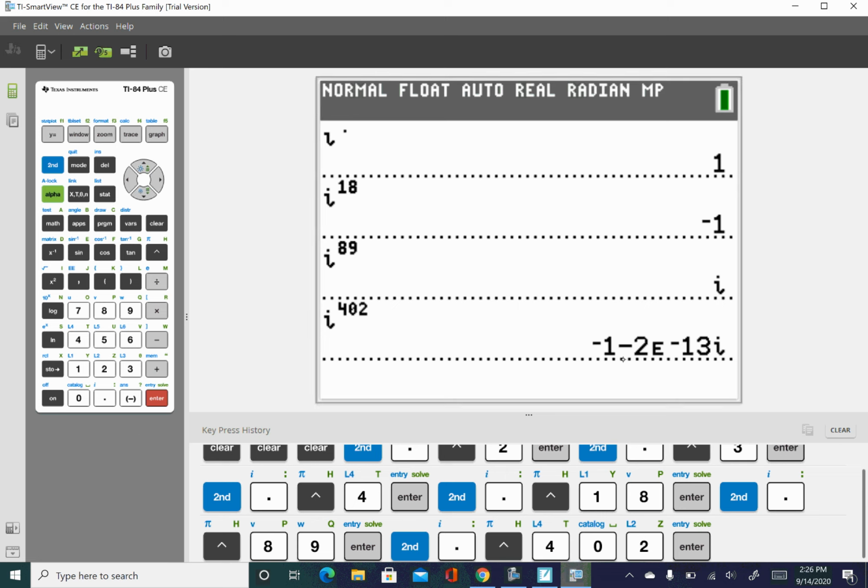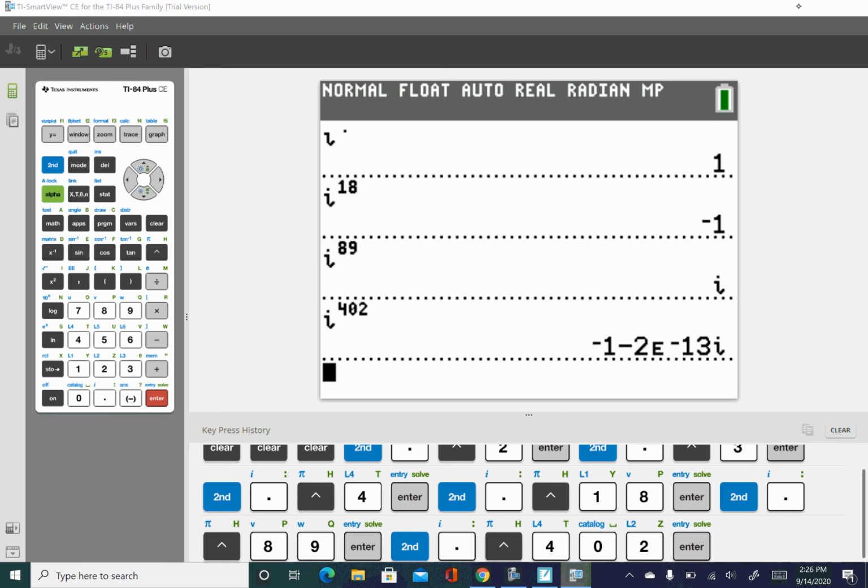For really high numbers, you can see it gives you this wonky answer here. This is not the correct answer. We would still need to think about the highest multiple of 4 that would go into 402. Okay, so I just wanted to bring that to your attention, that you do have the calculator that can help you. Just hit your second, and then your decimal brings up your i, and raise it with the caret over here on the right underneath your clear, and put that power in.